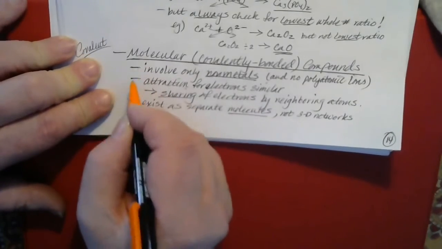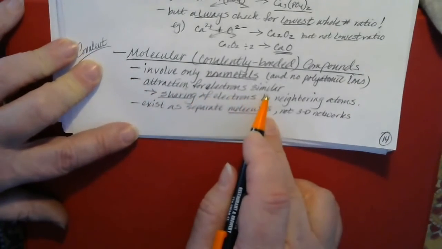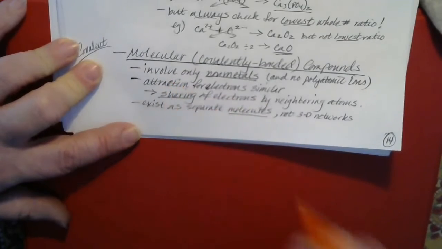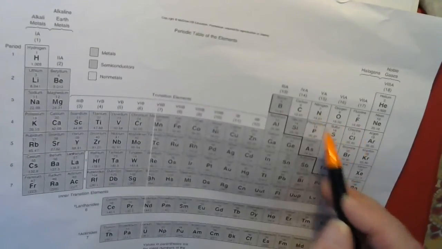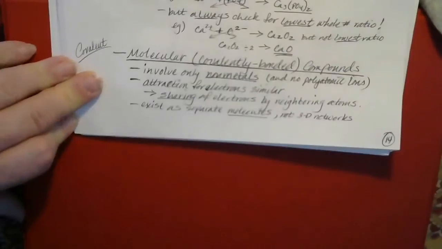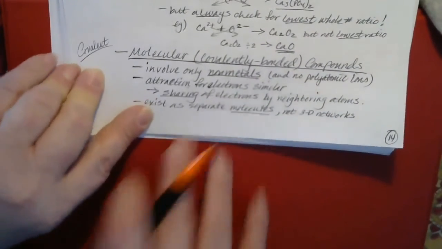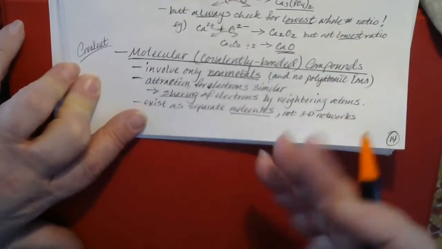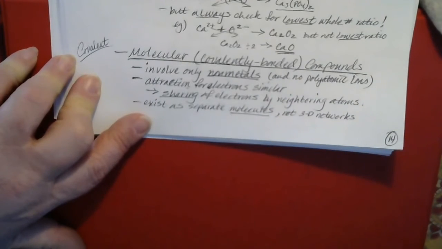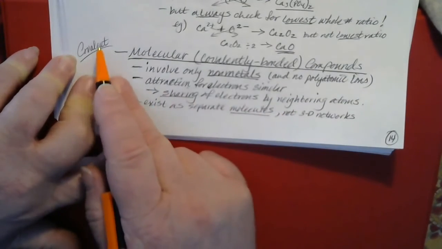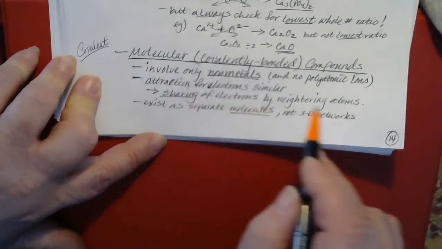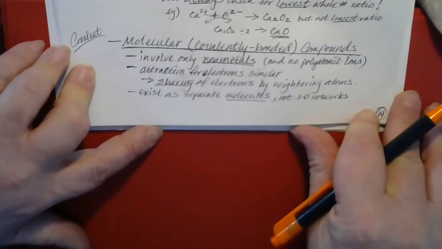Among the nonmetals, the attraction for electrons is fairly similar from one element to another. So, oxygen has a pretty strong attraction for electrons, but so does fluorine, and so does nitrogen, and so does chlorine, and so does sulfur. So they're not all that different. And the result of that is that you can't get a situation with nonmetals where one element is actually going to take electrons away from another element. And they end up having to share the electrons instead. So covalent type compounds are all about sharing of electrons between nonmetal atoms.